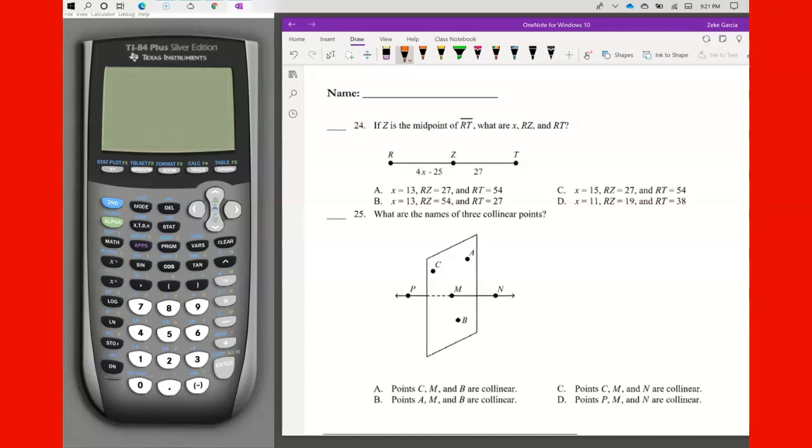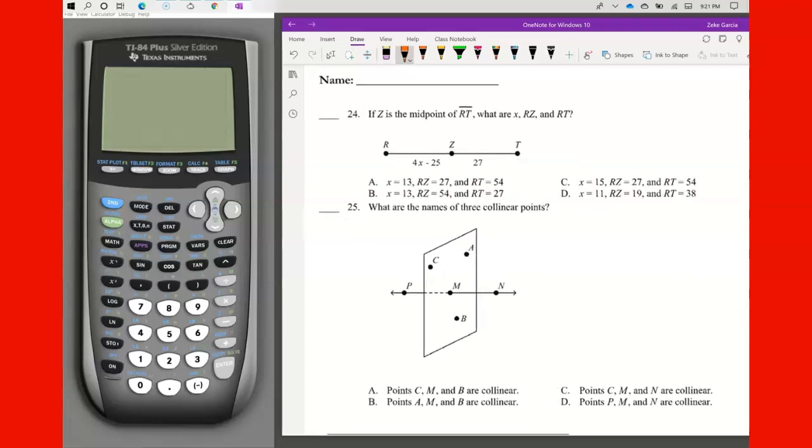Okay, 24. If Z is the midpoint of RT, what are x, RZ, and RT? Remember, the midpoint is equidistant from R and also equidistant to T. That means they have the same distance. So if I wanted to set this up, it's going to be 4x minus 25 equals 27. You add 25 to both sides since we're solving for x. So you have 4x equals 27 plus 25, which is 52. And that gives you 52 divided by 4.